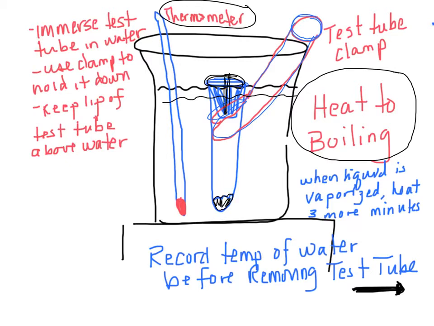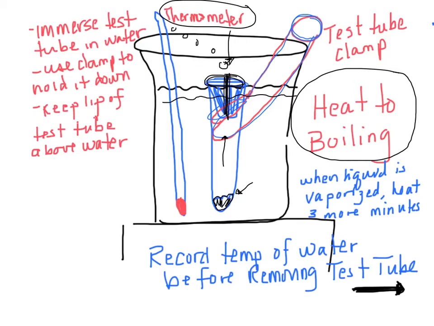And remember, there's a hole in the cork, so vapor will start to come out. You probably won't see it. But eventually you'll notice that there's no liquid left in the bottom. The vapor will continue to escape until the pressure inside the test tube is exactly equal to the pressure outside the test tube.